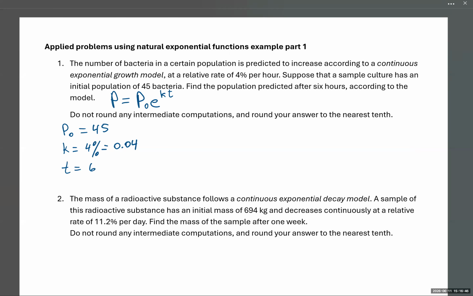All you have to do is plug all of these in and put it into a calculator. P equals 45 times e to the 0.04 times 6. And that would be 57.2 bacteria.